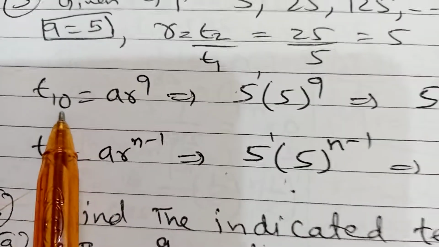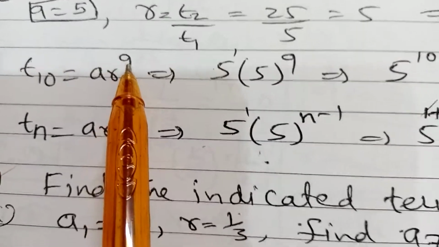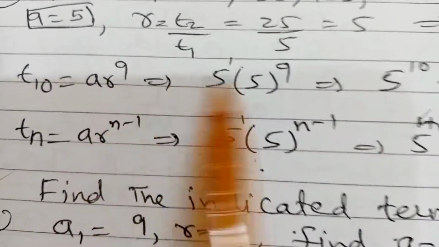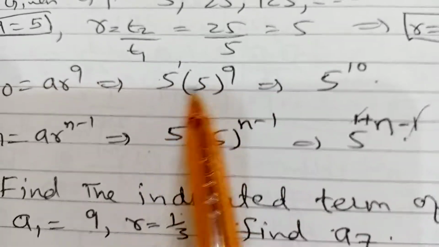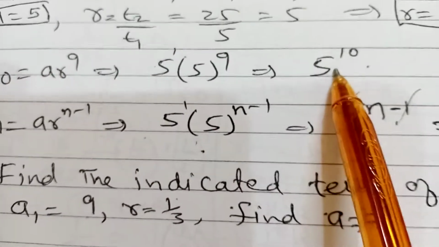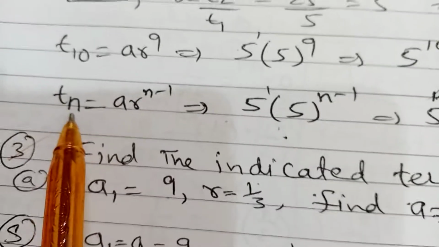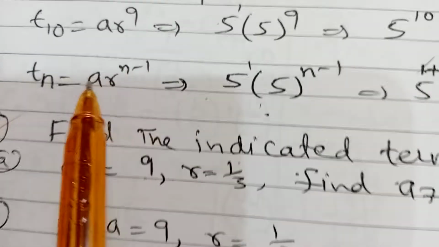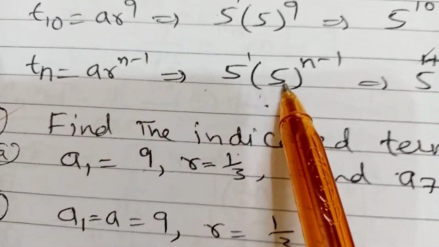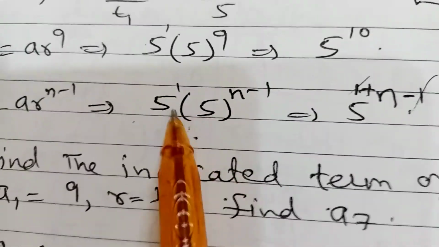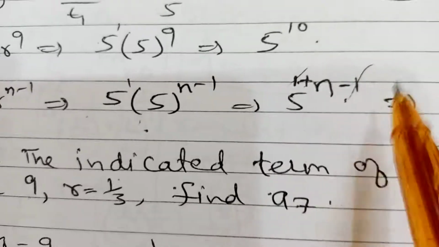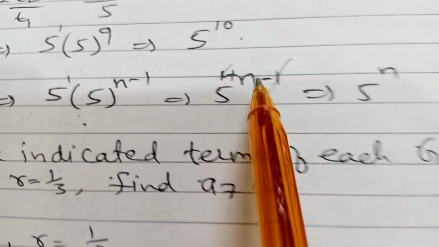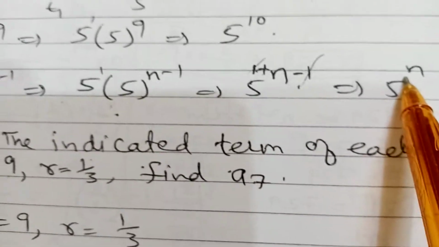Next, 10th term, a r^9. a means 5, r means 5, power 9. Bases are same, powers should be added. 5 power of 9 plus 1, 10. Next, Tn formula a r^(n-1). a means 5, r means 5, power n minus 1. Bases are same, powers should be added. 5 power 1 plus n minus 1. Minus 1 plus 1 cancel, 5 power of n. Okay.